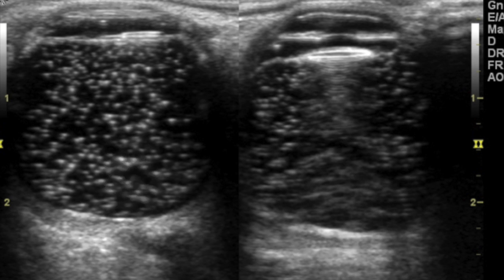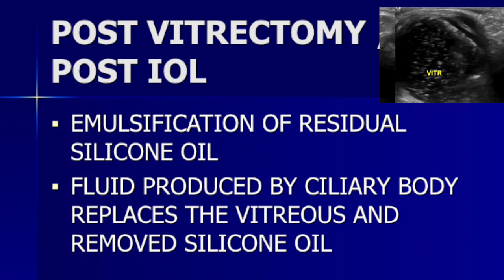Your clue is history of vitrectomy in the past. It's just not the IOL, but remember the history of vitrectomy in the past. So in this post-vitrectomy, post-IOL patient, that appearance was because of emulsification of residual silicone oil. Silicone oil is used for tamponade, and if there is remnant silicone oil, then emulsification of that gives rise to those bubbles that you saw on ultrasound.